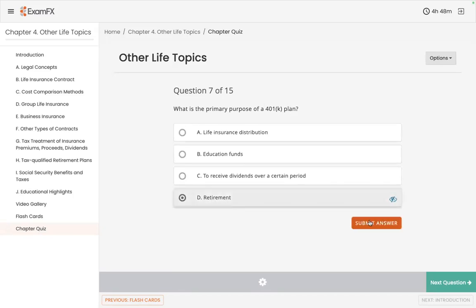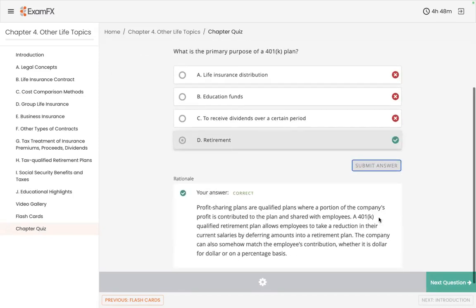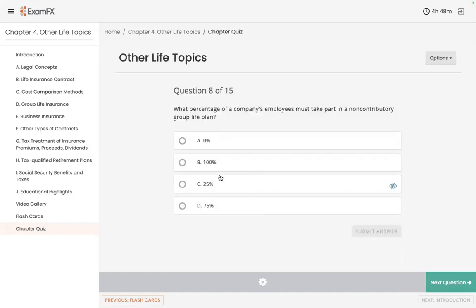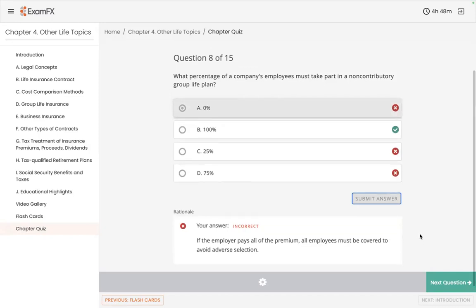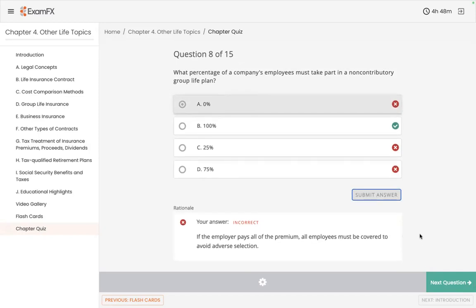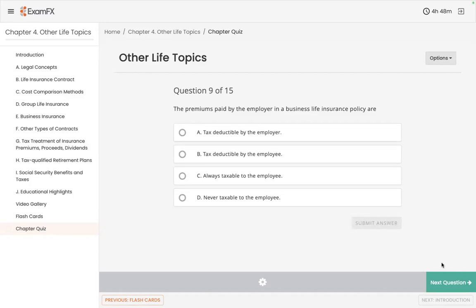What is the primary purpose of a 401k? Retirement. That was a good easy one. In such a company, what percentage of employees must take part? It's either 100 or 0. It's 100. There it is. So non-contributory is 100% must take part. Interesting. So it's the opposite. Okay, just remember that.